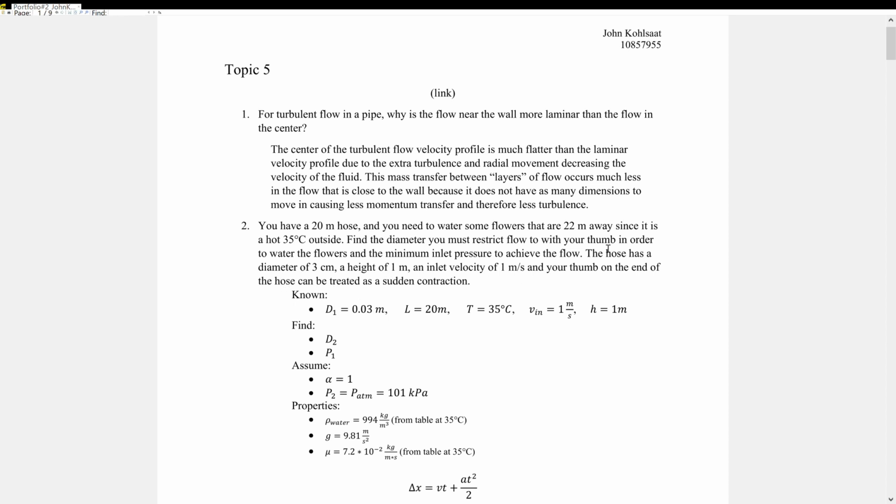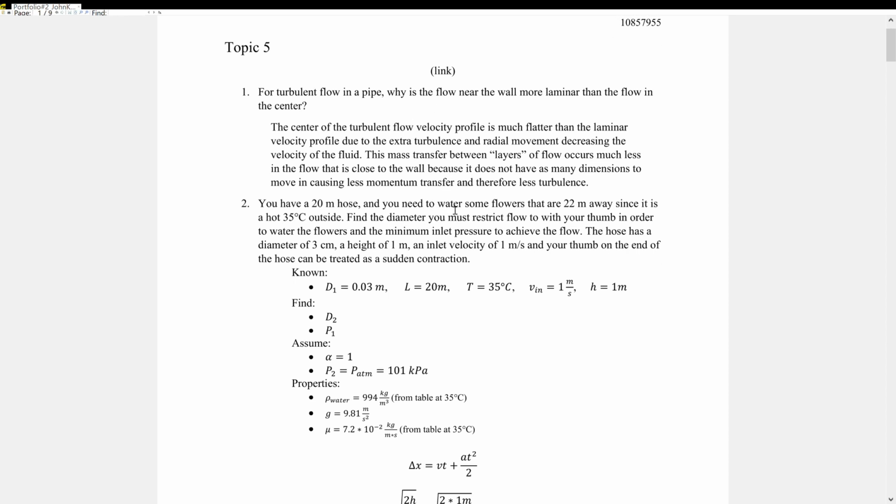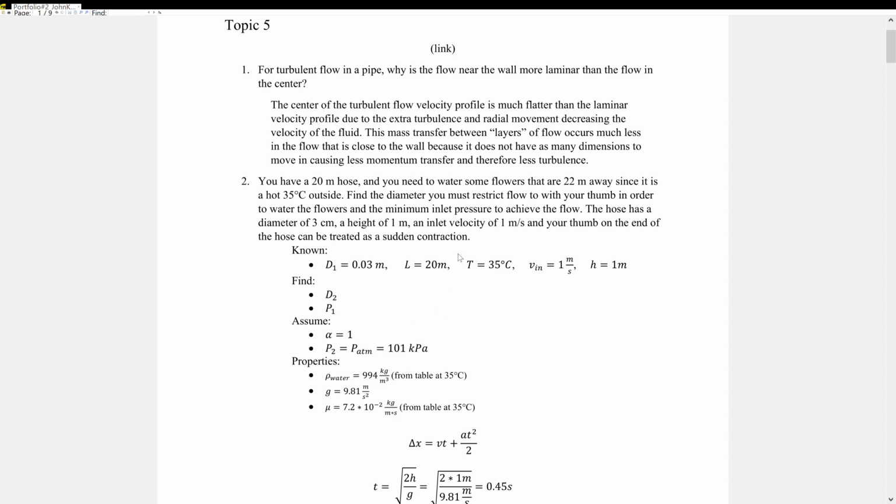So we're given the inner diameter of the hose, the length of the hose, the temperature outside, the velocity into the hose, and the height of the hose off the ground. Now, assuming we pull the hose completely taut, there will be no height change, and the length would be the full 20 meters, so we only need to get the water to go an extra 2 meters to go the full 22.